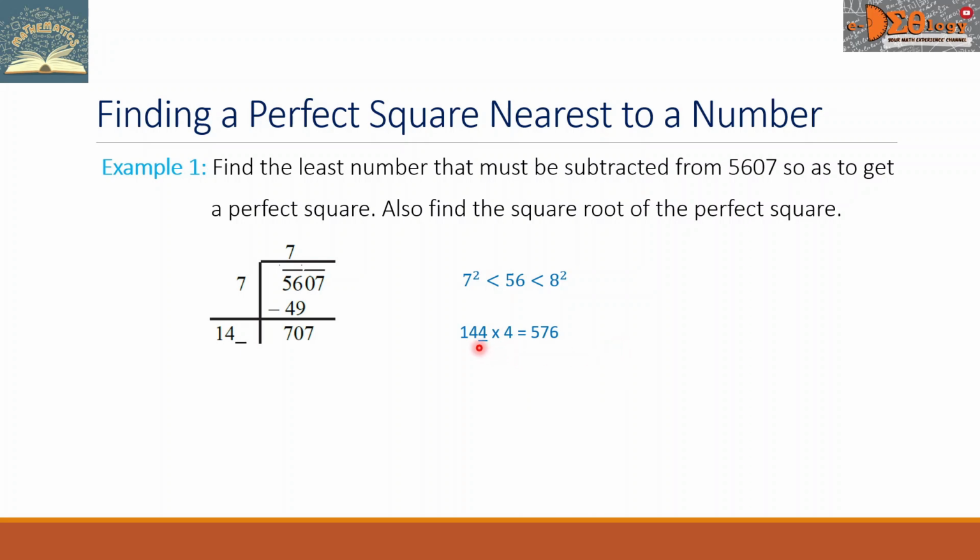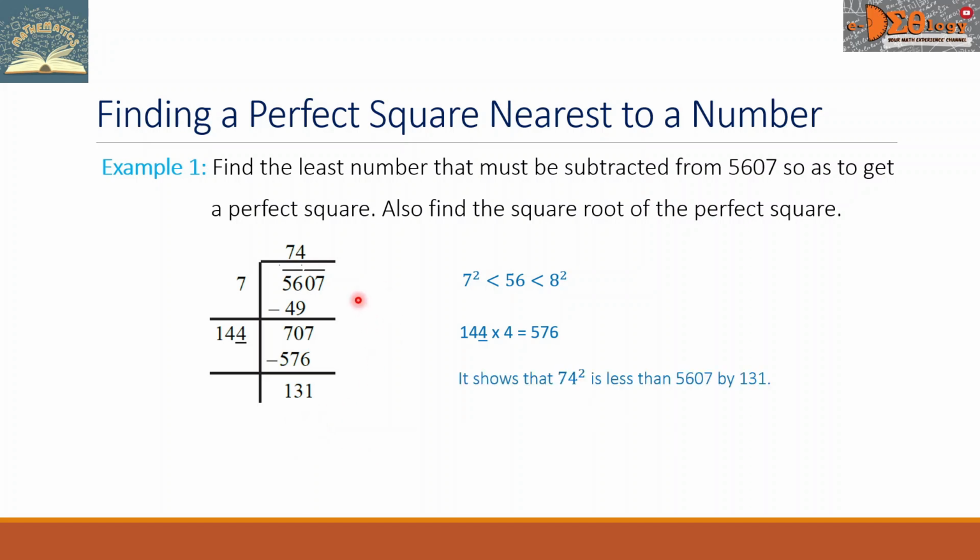After that, we put the digit 4 on the blank, here, and also on top. So the previous quotient of 7 now becomes 74. Then we subtract 707 by 576. And the answer is 131.